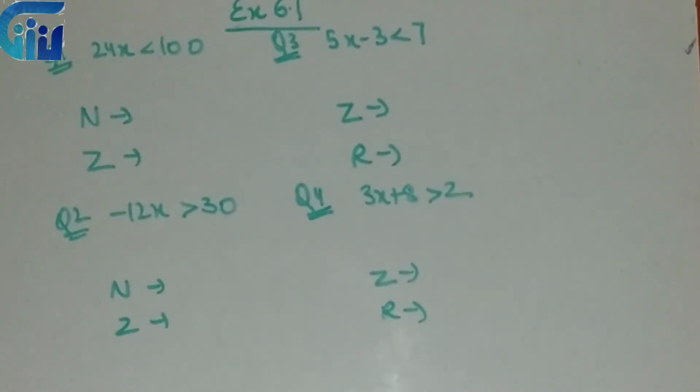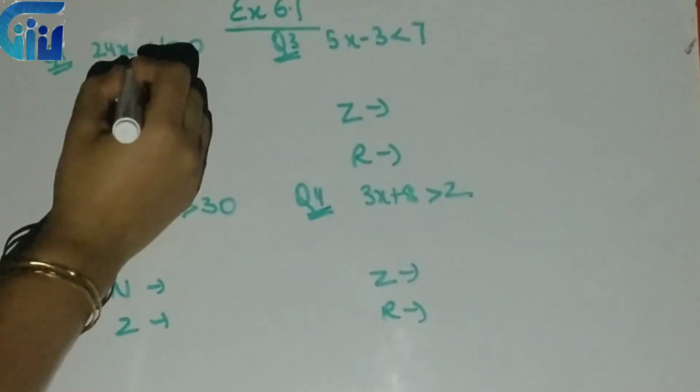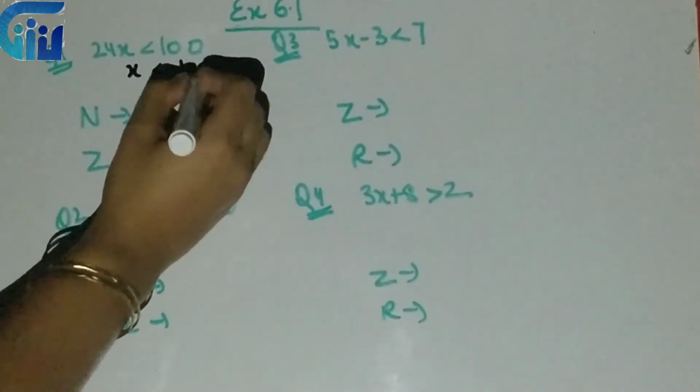We will be doing the solutions of exercise 6.1 of NCERT. The first question in the list is 24x less than 100. In the previous video, we discussed various rules for how to solve a linear inequality, so here we will be solving it quickly. 24x less than 100, so we will write it as x less than 100 upon 24.